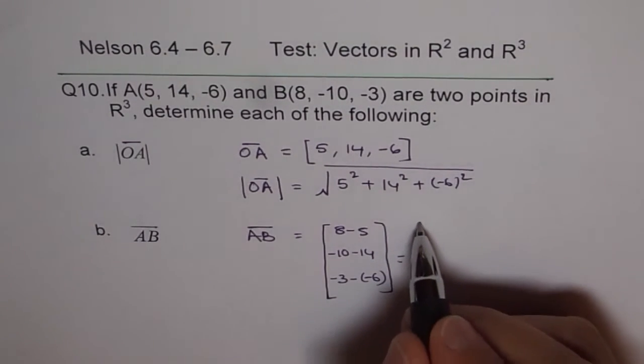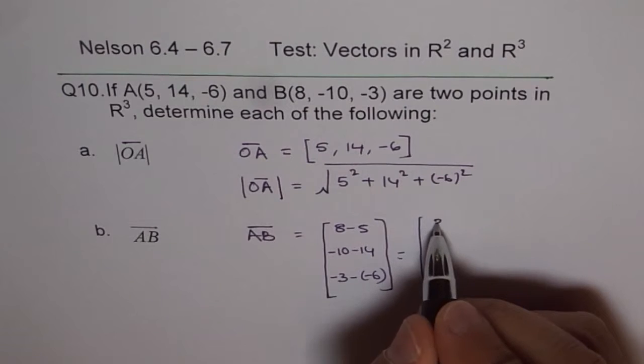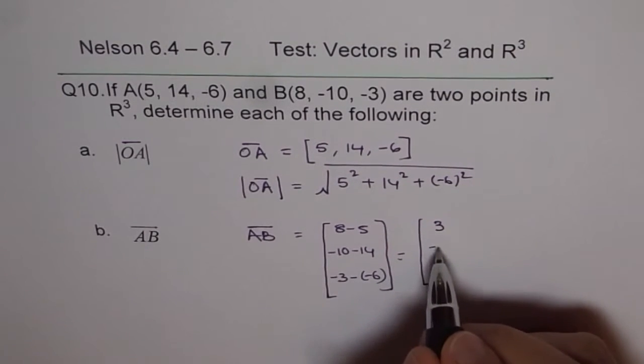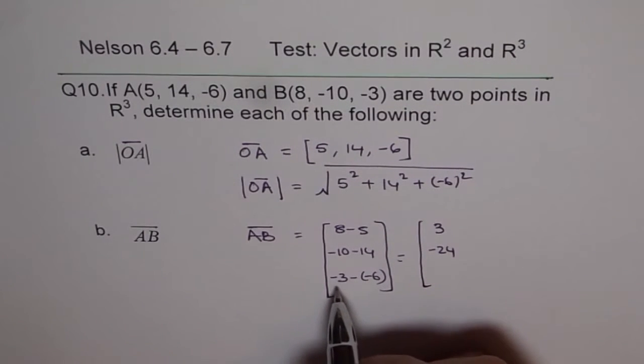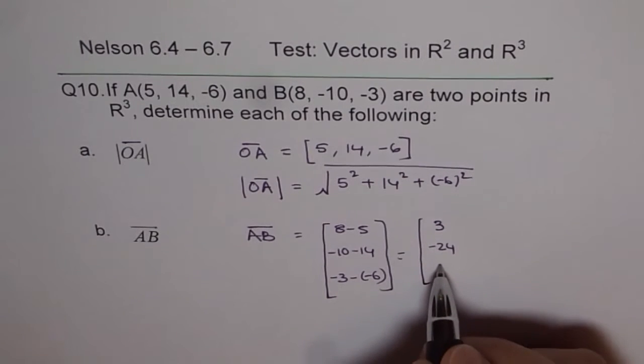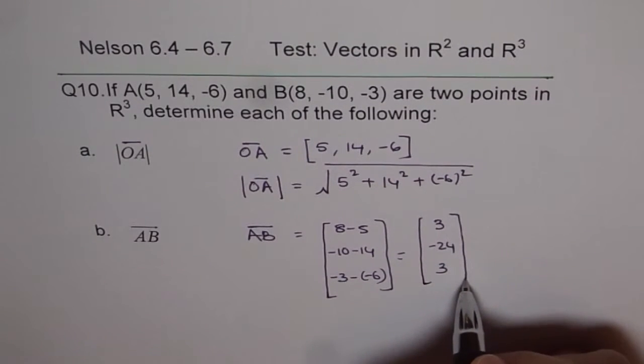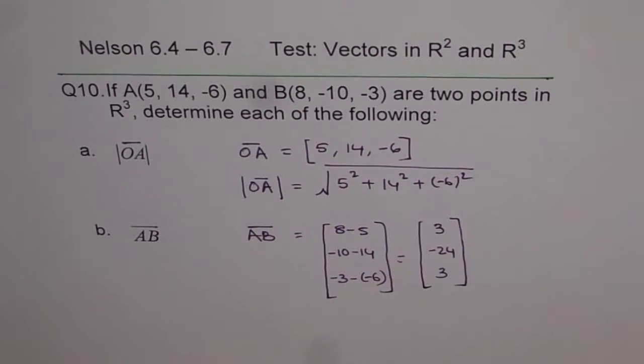So you can calculate this: 8 minus 5 is 3, this is -24, and this is -3 plus 6, which gives you 3. So that is the vector AB for you, correct? So that is how we can do it.